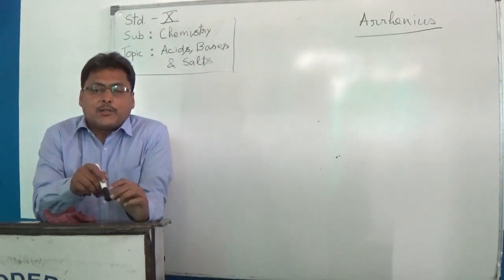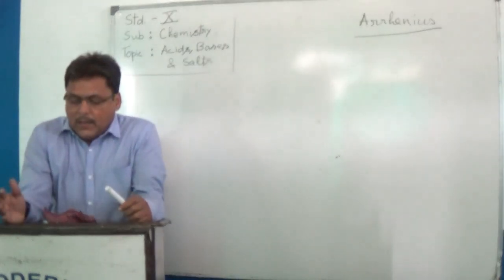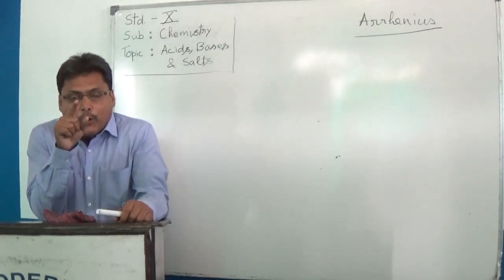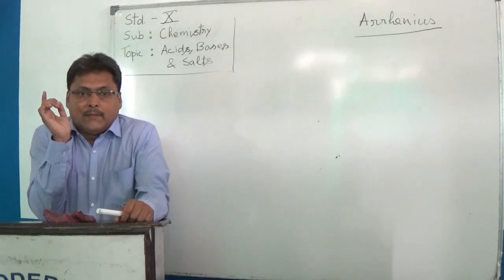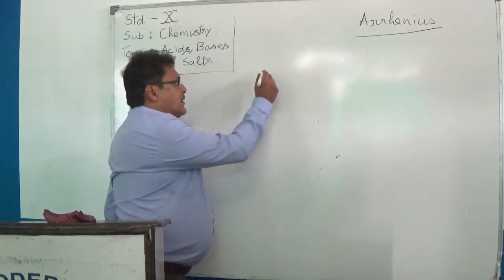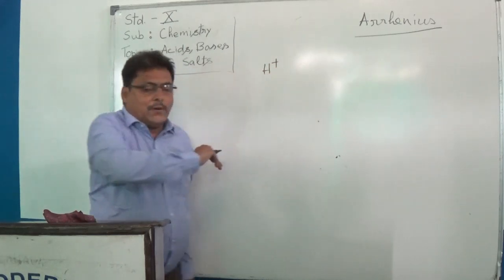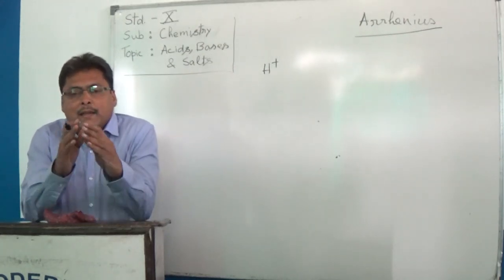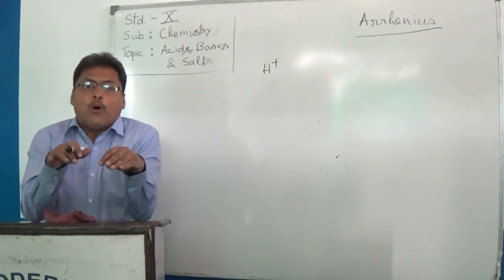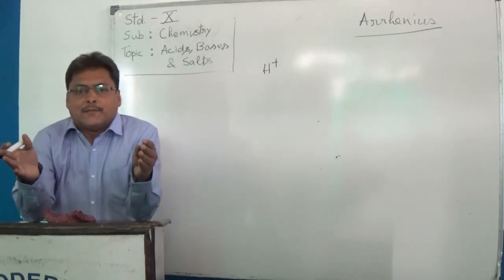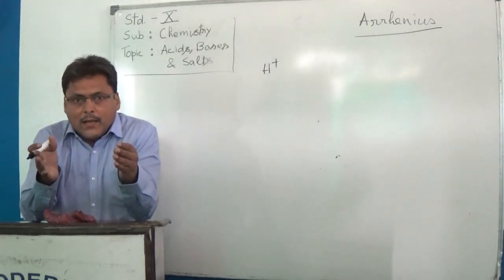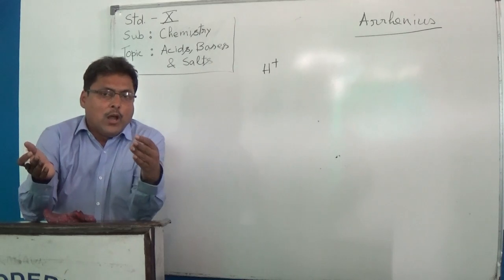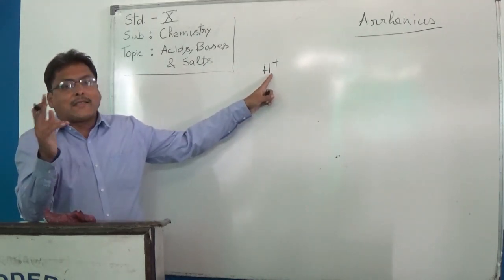What does Arrhenius tell about acids? An Arrhenius acid is a substance that in its aqueous solution gives out a H plus ion. It is a substance that when mixed with water dissociates. It dissociates, we can say scientifically, it ionises and gives out at least one H plus ion.